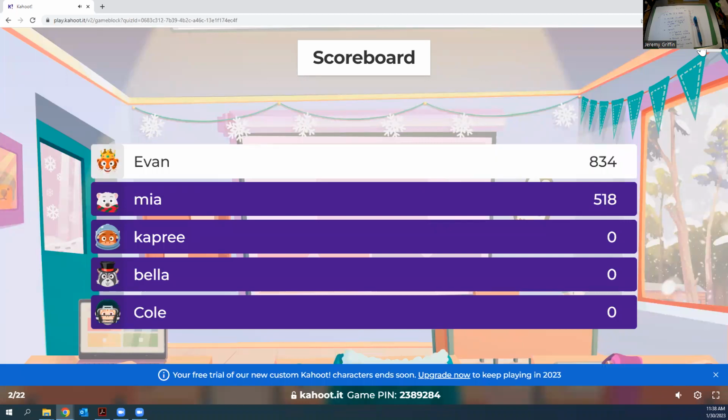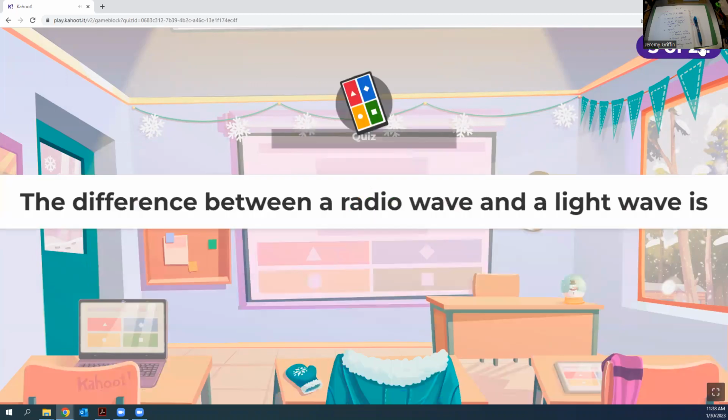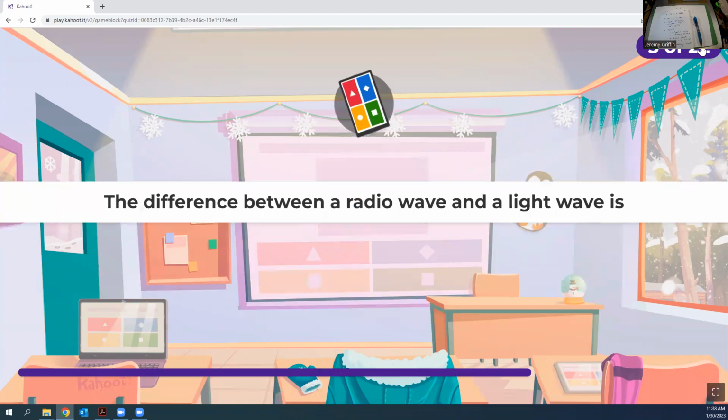All right, Evan and Mia, getting the points. The difference between a radio wave and a light wave.